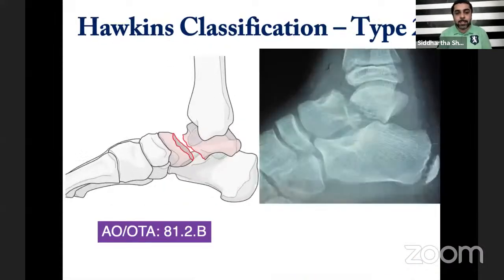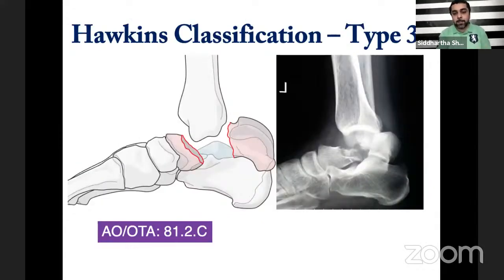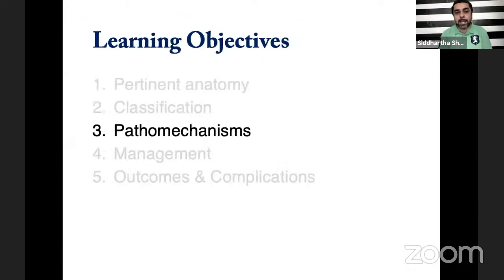So we know type 1 are undisplaced fractures, type 2 are displaced fractures, but then Vallier et al. came up with this paper where they showed that in a type 2 fracture, if the subtalar joint is only subluxed or not dislocated, the AVN rates are close to 0%. Whereas if you have a Hawkins type 2 with a frank subtalar joint dislocation, mind you, not subluxation, the AVN rates go up to 25%. So this is new. We have 2A and 2B. Type 3, when the talus is dislocated from the mortise. And of course, the fourth variant where you have dislocation from the talonavicular joint. This was added by Canale and Kelly.